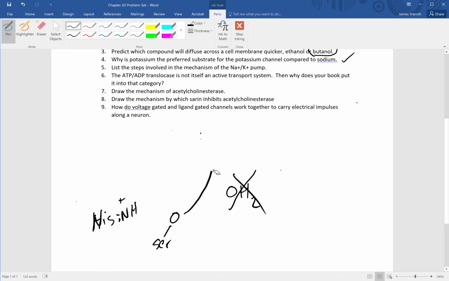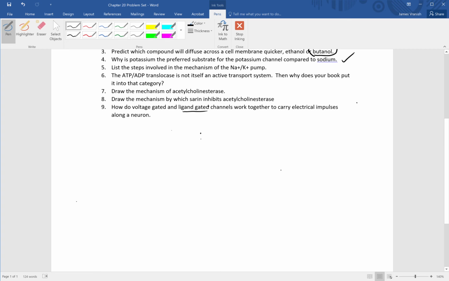Now the last question here is, how do voltage-gated and ligand-gated channels work together to carry electrical impulses along a neuron? The answer is basically that ligand-gated channels are necessary to initiate the action potential at a new neuron. The voltage-gated channels are going to carry that action potential along the neuron, once it has been generated first by a ligand-gated channel.